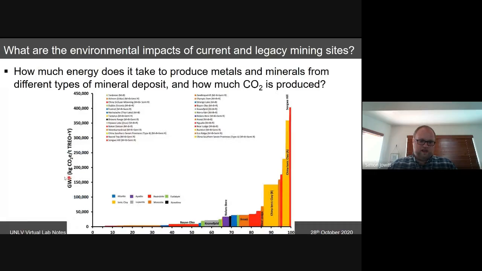We can also look at things like how much energy it takes to produce metals and minerals and different types of mineral deposit. These are all rare earth element deposits, looking at future sources and looking at how energy intensive extraction is going to be from each of these different sites. You can see some sites are low energy intensity, other sites are high energy intensity, and this all feeds into the environmental impact of mining.